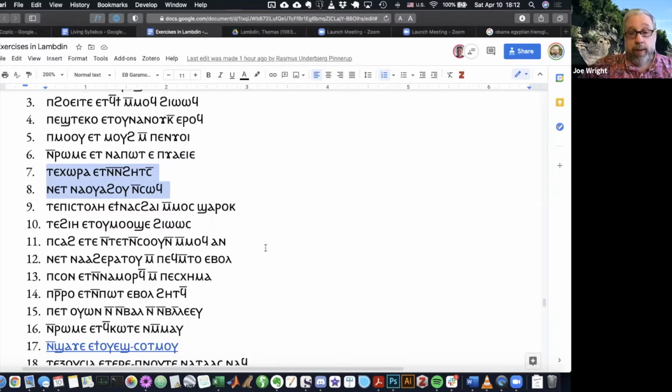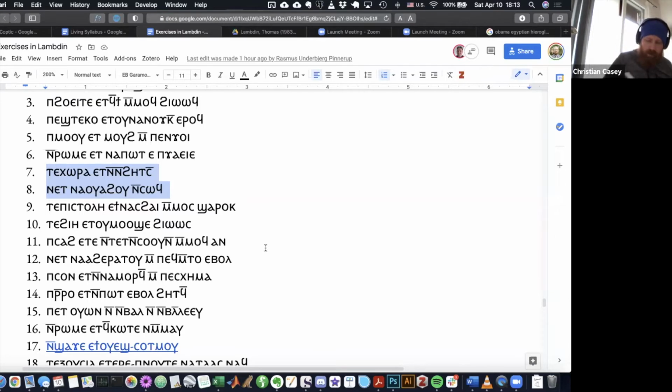Number 7, tekora etenhetes. Nahatis. There we go. The land, the land which we are in it. Good. And land is fine for kora. It's a word that really doesn't have a great English translation. I would say this is one of those words that you can actually just keep. You could keep it as kora, so the kora which we are in it.